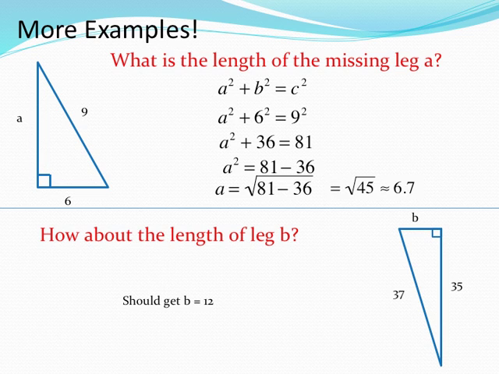81 minus 36 is 45, and the square root of 45 is approximately 6.7. It's an irrational number, and I've estimated it with its decimal equivalent. So a is approximately 6.7 units long. Now, please pause while you do the problem below to find out the length of leg b that's missing.